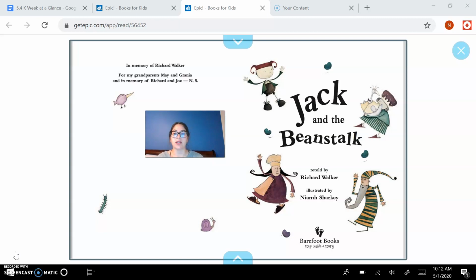So while I'm reading this book, I'm going to be talking about the character and making some observations about him. What does he look like? How is he as a person? Is he funny? Is he adventurous? Is he shy? Is he sad? So I'm going to be reading to notice what the character is like. This is the story Jack and the Beanstalk, and the author is Richard Walker and the illustrator is Neam Sharkey.